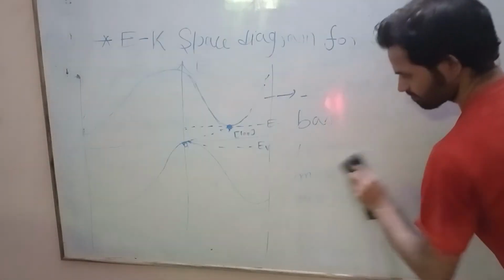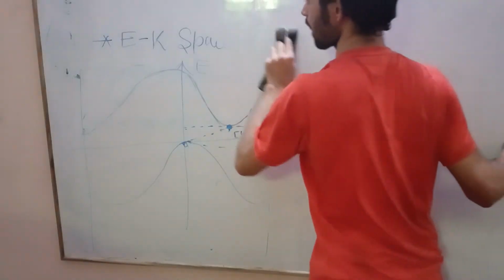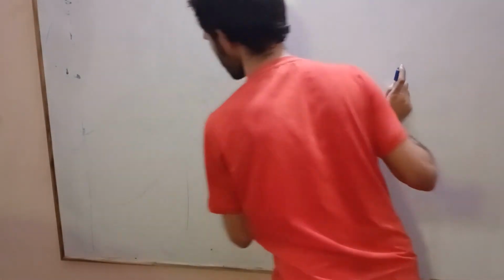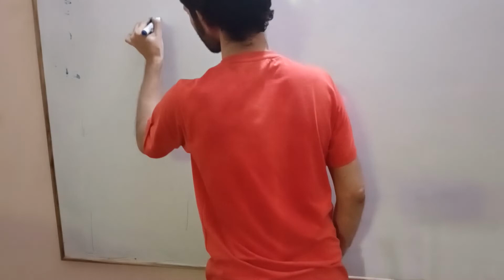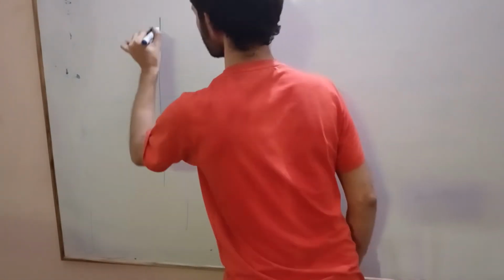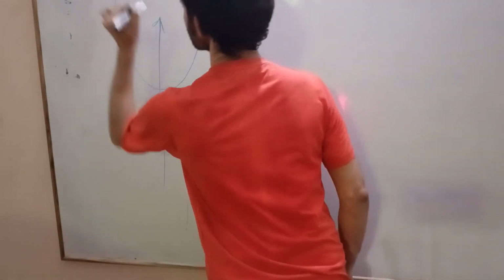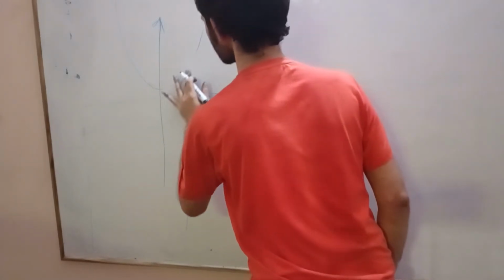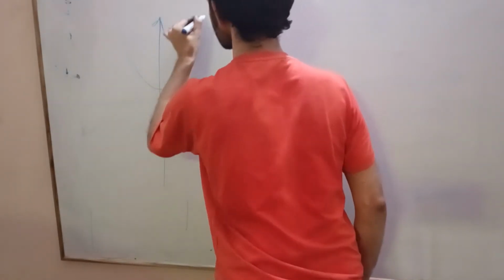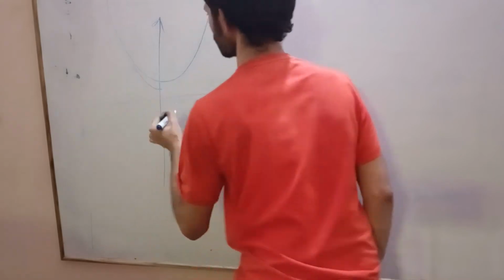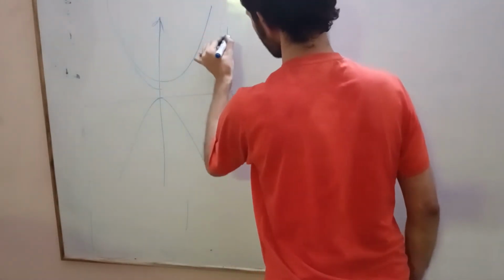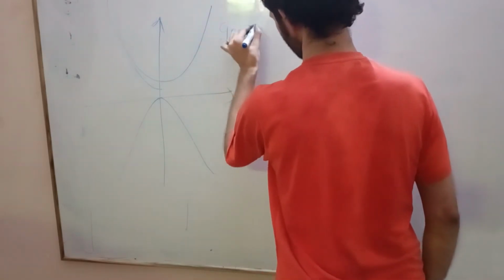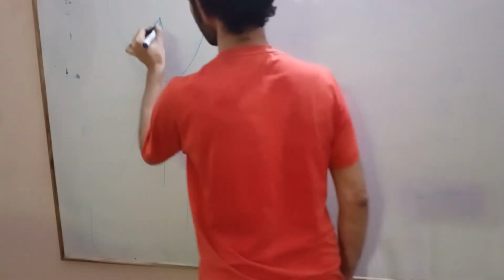If we look at a summary for both gallium arsenide and silicon, let us see here. This is my EK space diagram, let us say here, and this is for gallium arsenide.